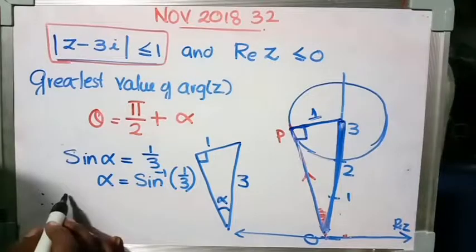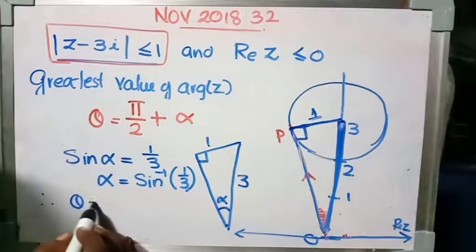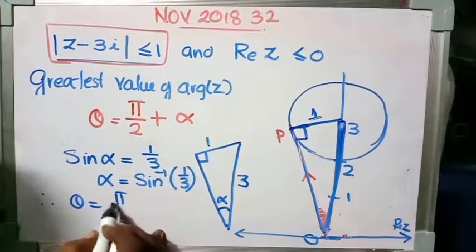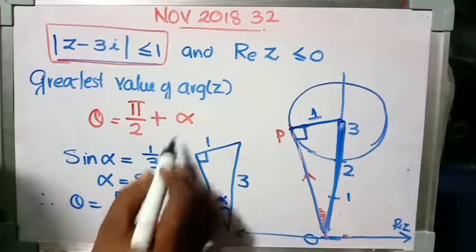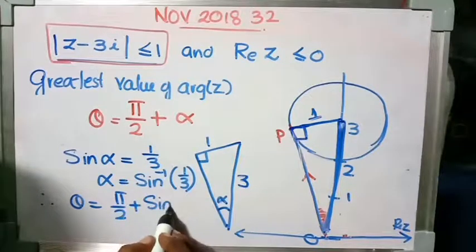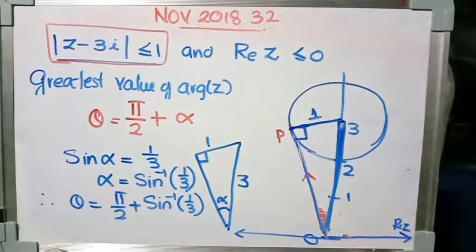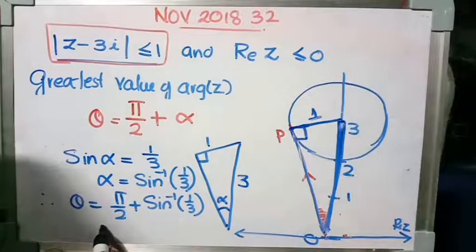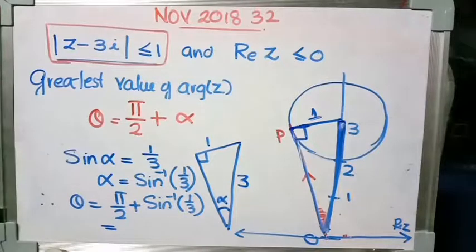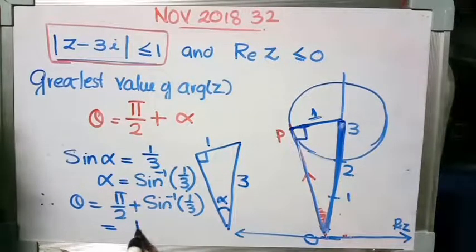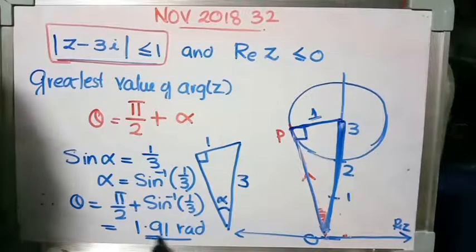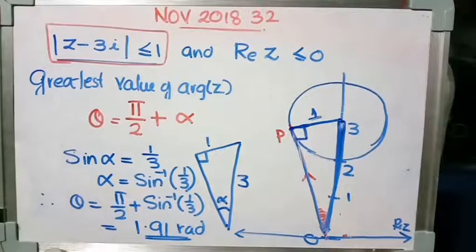Therefore, the greatest value of theta is pi by 2 plus alpha, which is pi by 2 plus sine inverse 1 by 3, which is equal to, what's the value? 1.91 radians. That is the greatest value of the argument of z.